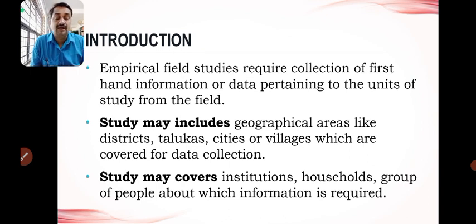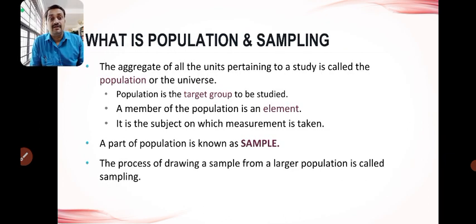Every empirical research, which requires collection of first-hand information from the respondents, is important, and these studies need to cover various geographical areas like state, taluks, districts, or villages. Or you need to cover the institutions or the establishments or households or individual units. Only after covering all these things are you able to collect the primary information. So that's why studying the target group is important.